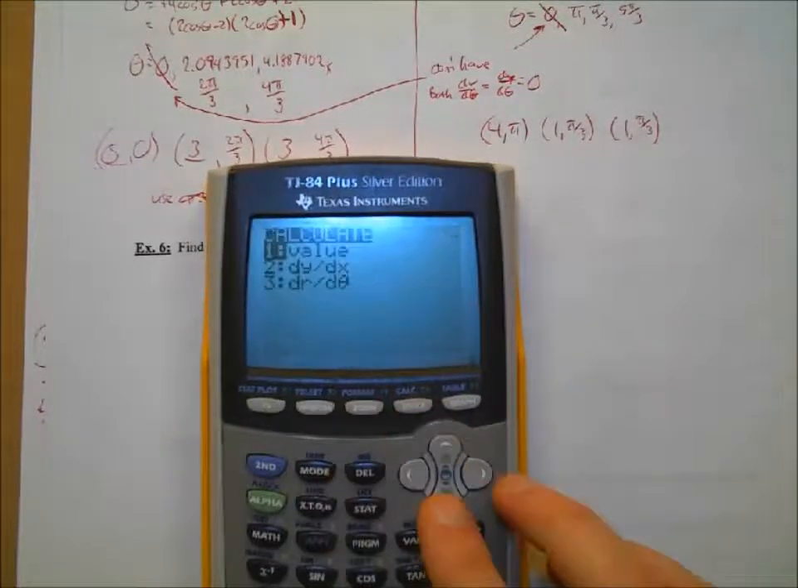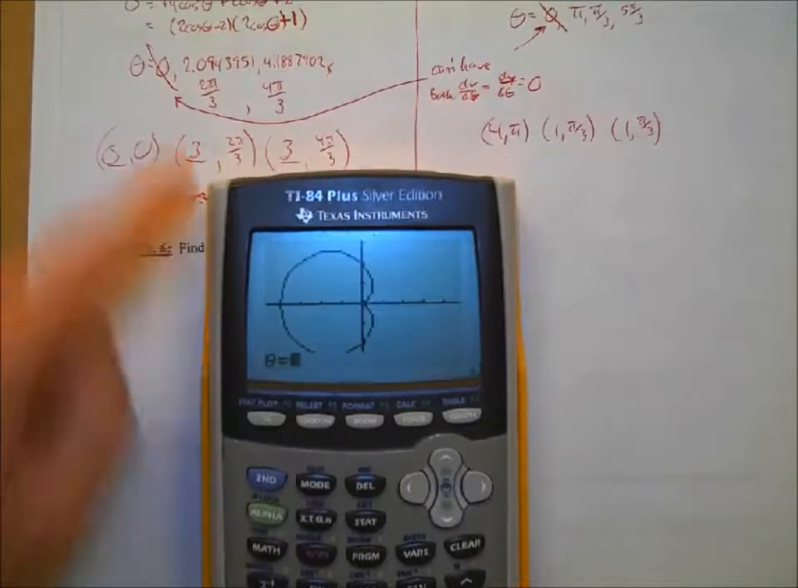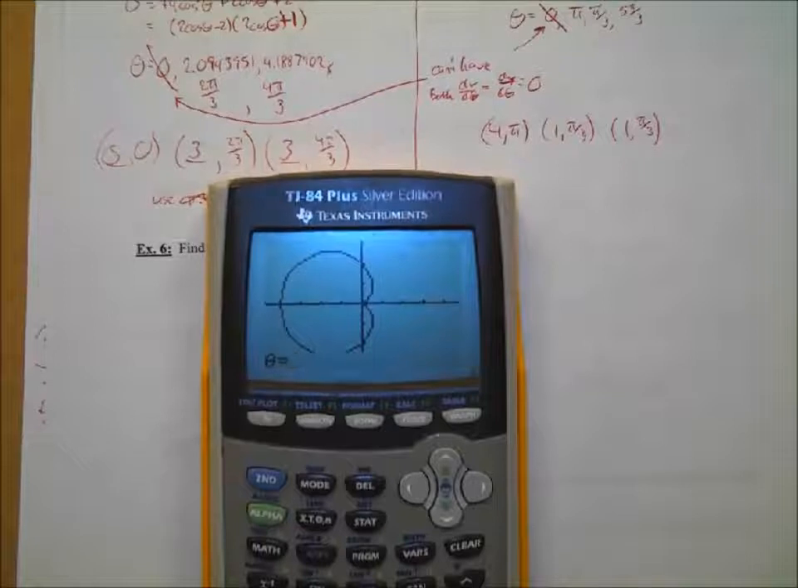We'll go to second calc, and we'll go to value here to identify some points. Looking for theta. So I'll put in 2 pi over 3.